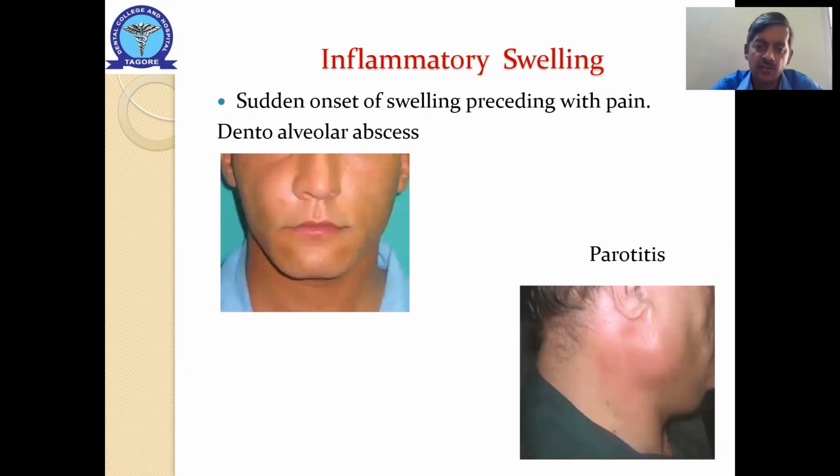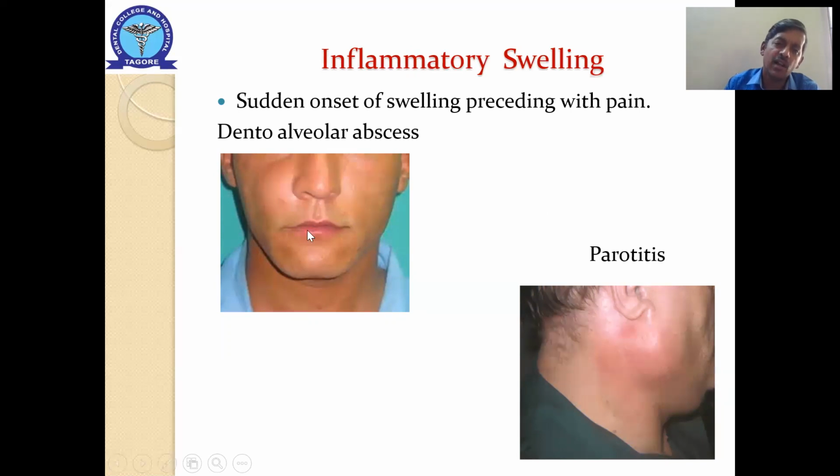Next, inflammatory swelling. Most patients coming to our dental office have inflammatory swelling. What are the signs and symptoms the patient gives? Sudden onset of swelling preceded by pain. When you are asking the history, the patient clearly says pain starts before the swelling develops. Then you have to check the exact location and all the details. This is an example of inflammatory swelling.